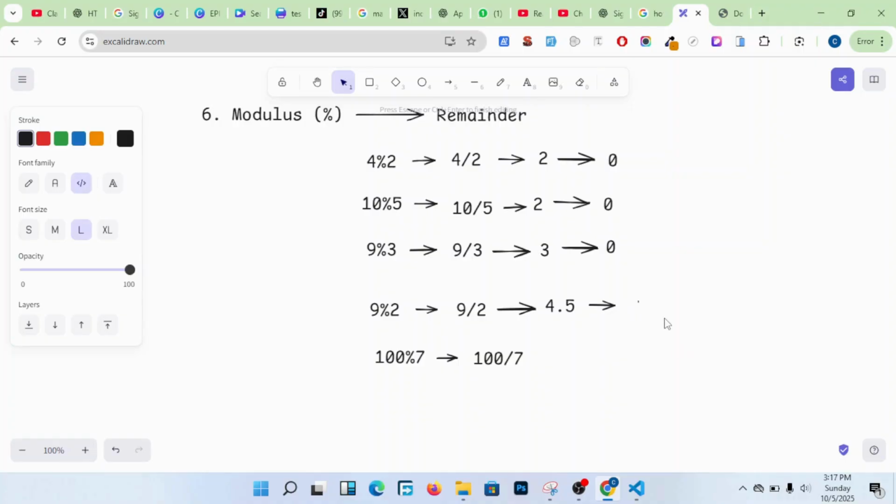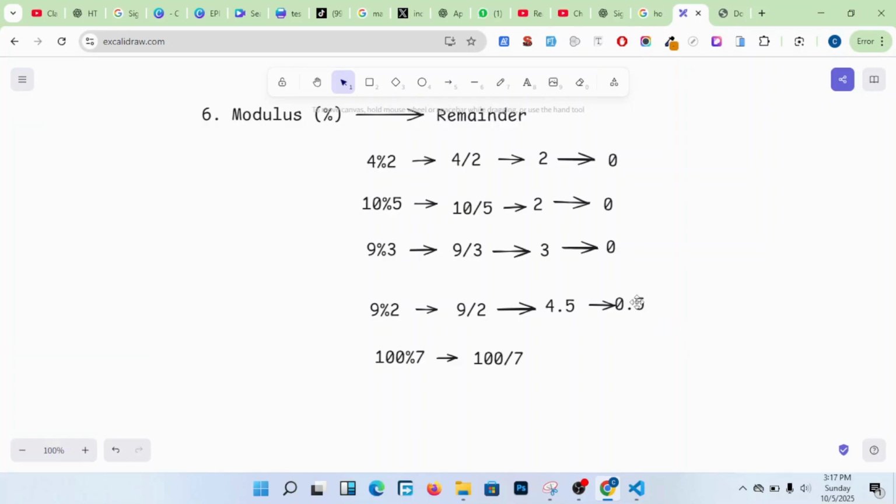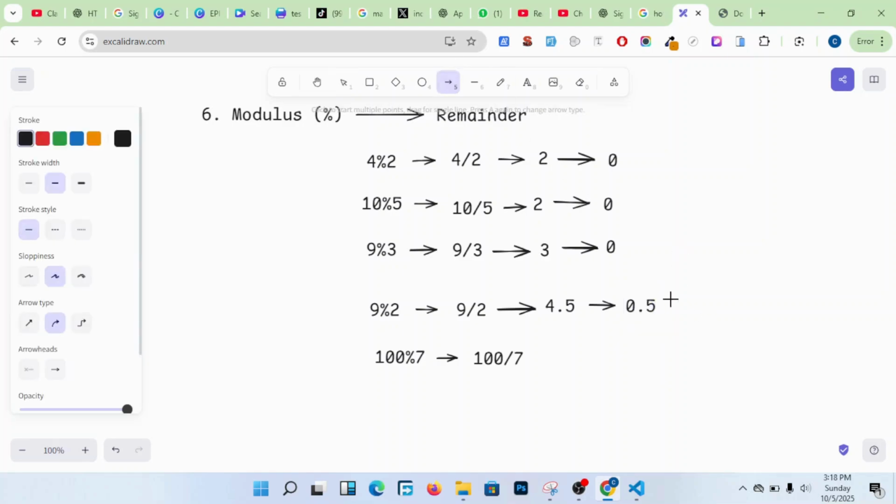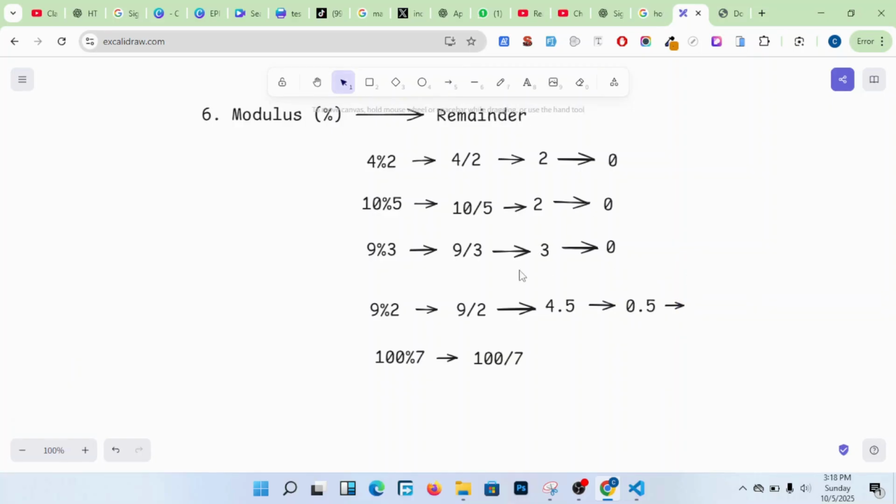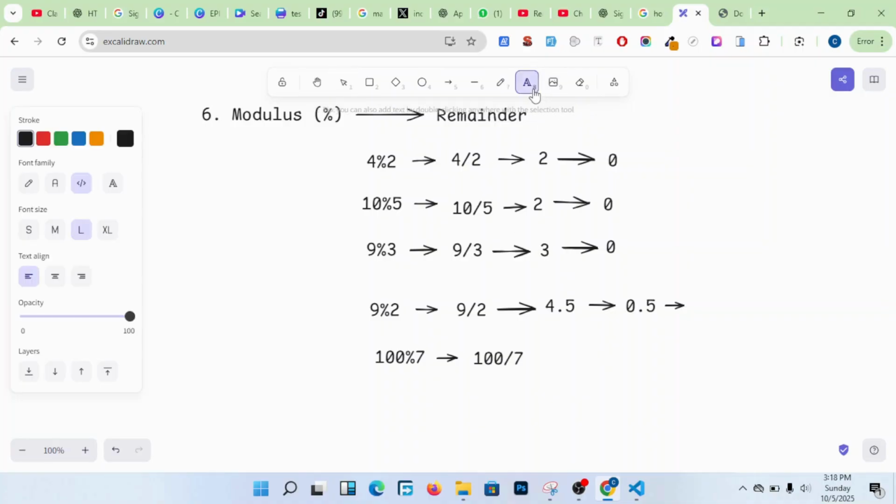Someone was confused. It is 0.5, which we round off. We don't normally have this one. We round off to 1. That's why you saw that one, which was 1. Okay? Round off to 1.